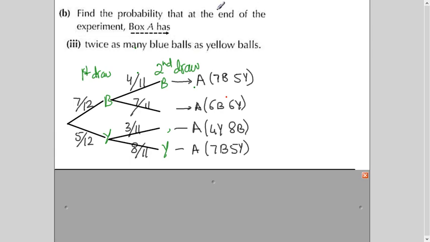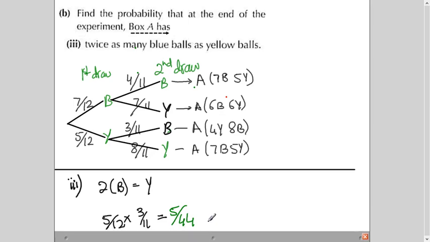Find the probability that at the end of the experiment, box A has twice as many blue balls as yellow. So blue are double in numbers. Let's check the situation. No, no, yes, here is the situation. Blue are double in number compared to yellow because 8 is double of 4. So it is talking about this branch. So I will say, yes, the situation is first time yellow, second time blue. So 5 over 12 into 3 upon 11. And then you multiply. So you will get your answer, right? So this is the situation to answer all the questions.